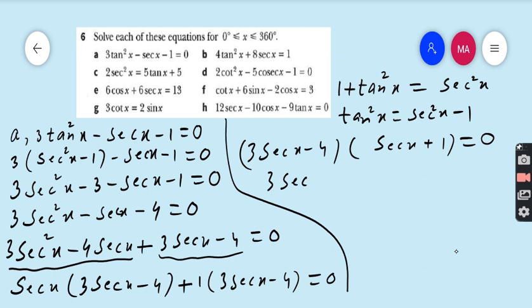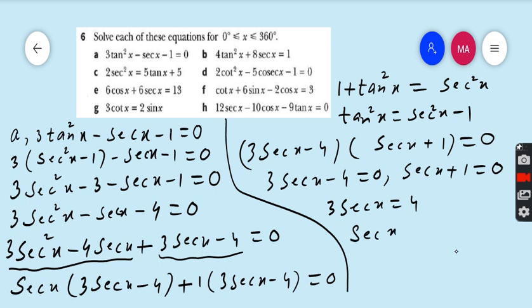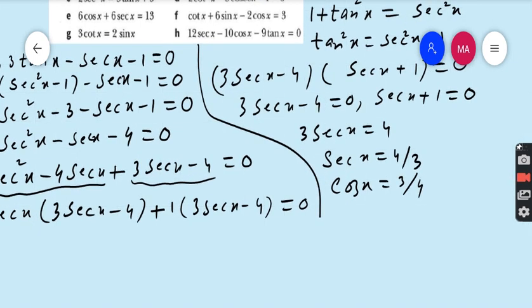Therefore 3 sec x minus 4 is equals to 0 and sec x plus 1 is equals to 0. From here, 3 sec x is equals to 4, so sec x is equals to 4 upon 3. And you know, the reciprocal of sec is cos. Therefore, cos x is equals to 3 upon 4. And the second equation is sec x plus 1 is equals to 0, so sec x is equals to minus 1. The reciprocal of sec is cos x, and minus 1 reciprocal is minus 1. So no change.